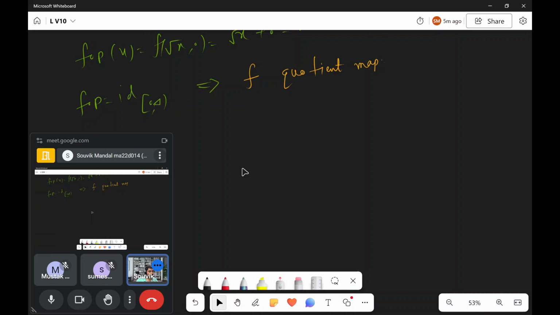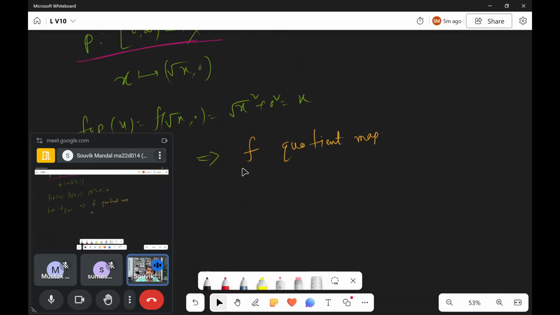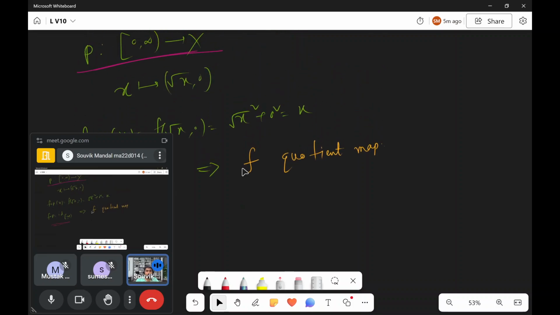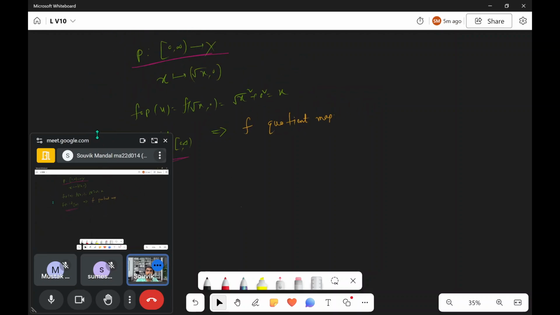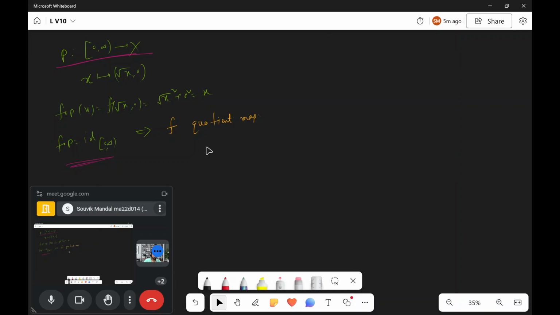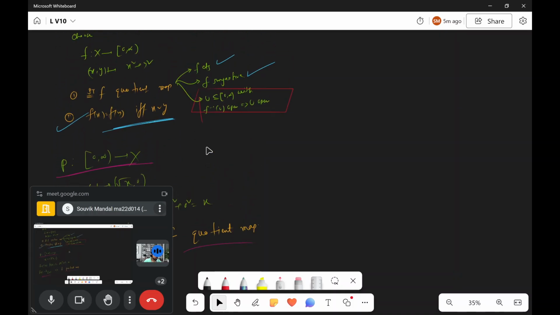So basically, what we are doing, we construct this function p from [0, infinity) to R^2 such that f composite p is identity on the quotient side. This tells that it's a quotient, and this tells that this property is getting satisfied. So yeah, that is the process. Is it clear to everybody? Please let me know.